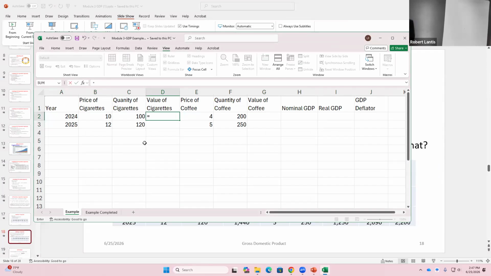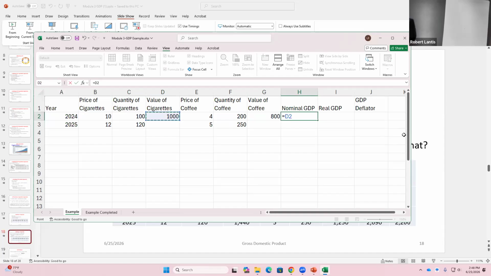So just to get a little experience using software to do this as opposed to doing it by hand, how would I calculate the value of each good? I take the price of that good and multiply it by the quantity. I would then do the exact same thing for coffee. I take the price of coffee multiplied by the number of cups of coffee being produced in that economy in 2004.